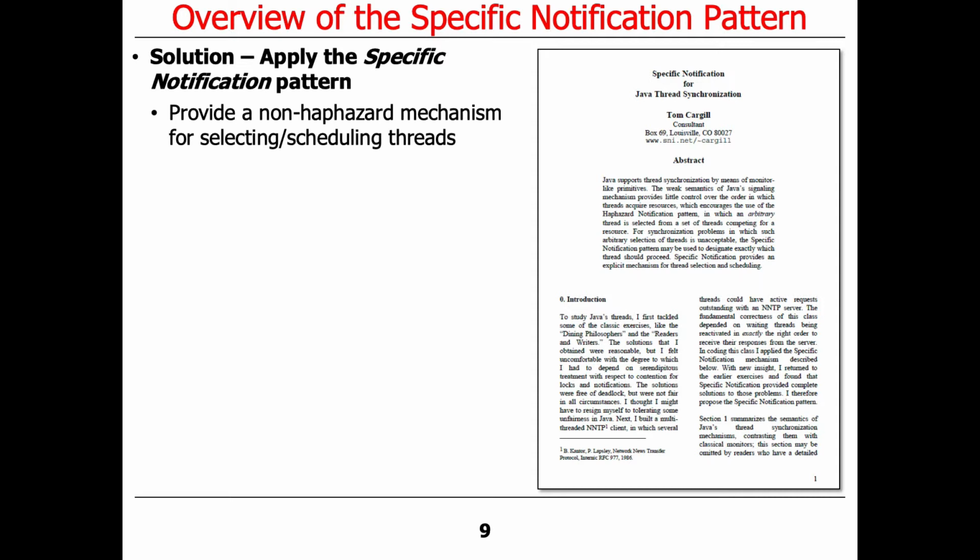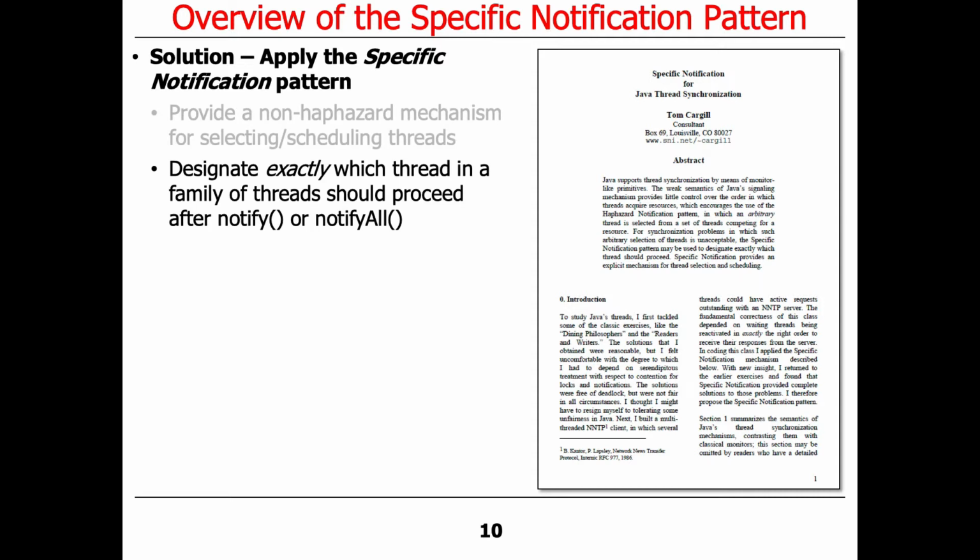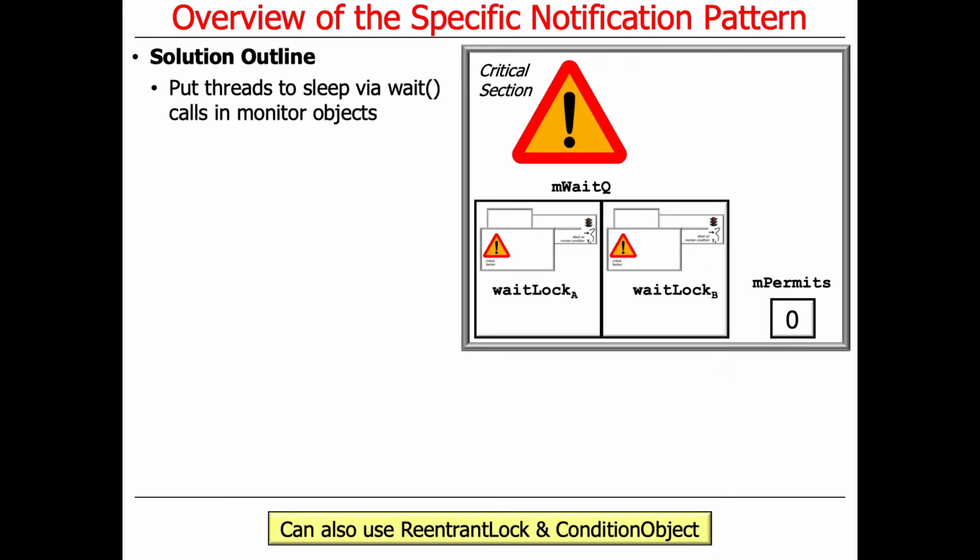So what specific notification does, the intent of this pattern is to provide a non-haphazard mechanism for selecting and scheduling the order in which threads run when they're notified. And in particular, you can specify specifically which thread in a family of threads should proceed after notify or notify all is called. You can get control over that in a way that you can't get by using the built-in monitor object semantics because they are haphazard.